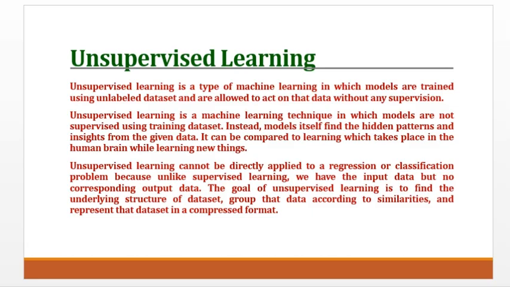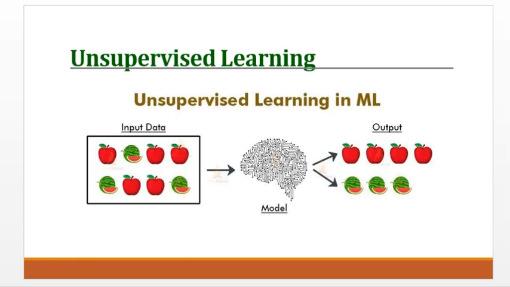In unsupervised learning, we cannot directly apply regression or classification because, unlike supervised learning, we have the input data but there is no proper output data. The goal of unsupervised learning is to find the underlying structure of the data set, group the data according to similarities, and represent the data in a compressed format. Here we have the input data. We give it to the model and we process the data based on similarities.